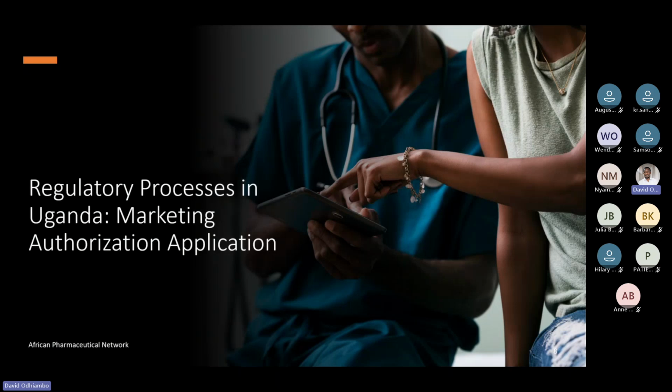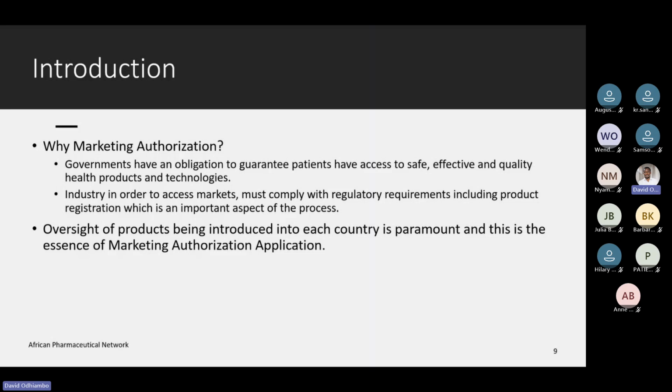So with that said, I'll go to the specifics of the conversation that we are to have today. And that is understanding regulatory processes in Uganda with focus on marketing authorization applications. So to set the context, one key question that comes in is why marketing authorization? Why must you register your product when you get into the market? I'm talking about this mostly for either somebody in the industry who is keen on understanding why these requirements exist, or somebody who is yet to get into the industry and is keen on understanding regulatory affairs as a landscape and as a domain of practice.